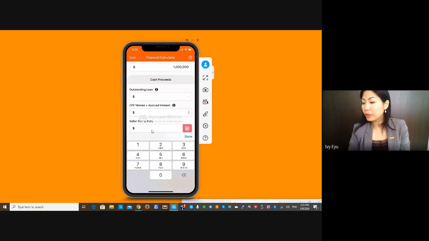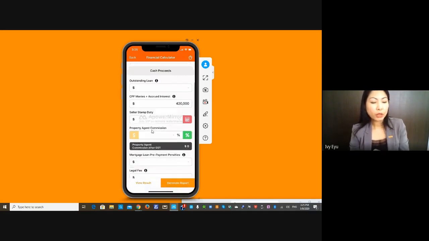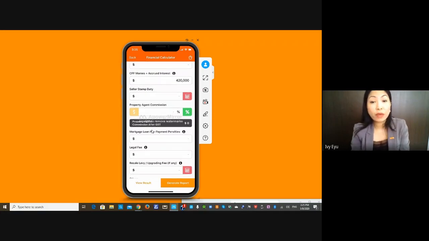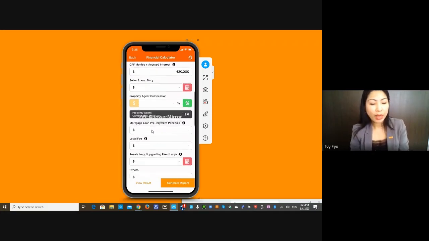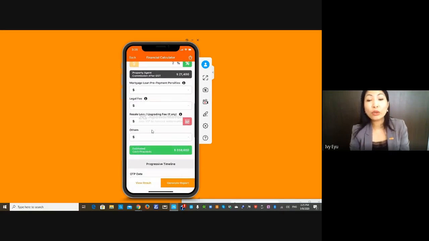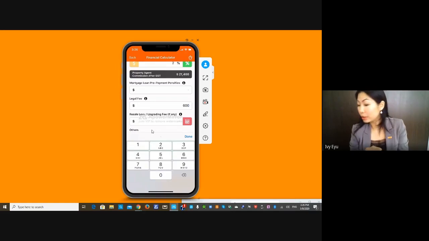The CPF they told me they have is 220,000 for Ricky and 200,000 for Rebecca. So I will input 420K as the refund. They do not have any seller stamp duty because they have owned this flat for more than 30 years. My agent fee is 2%. Because they do not have any outstanding loan, of course, they do not have any loan penalties. For legal fees, because it is fully paid, I will advise them to use HDB legal, which is cheaper, estimated at about $600.